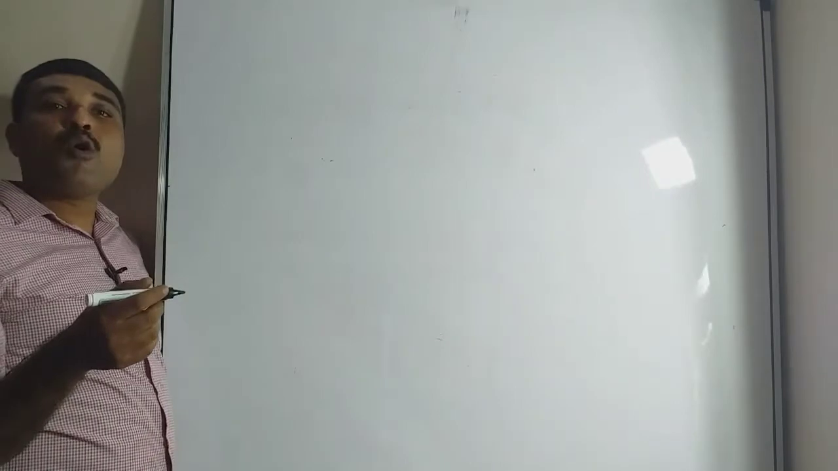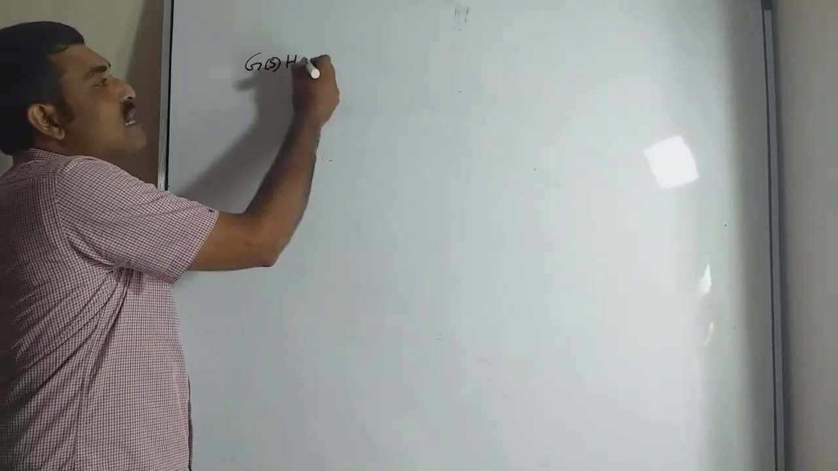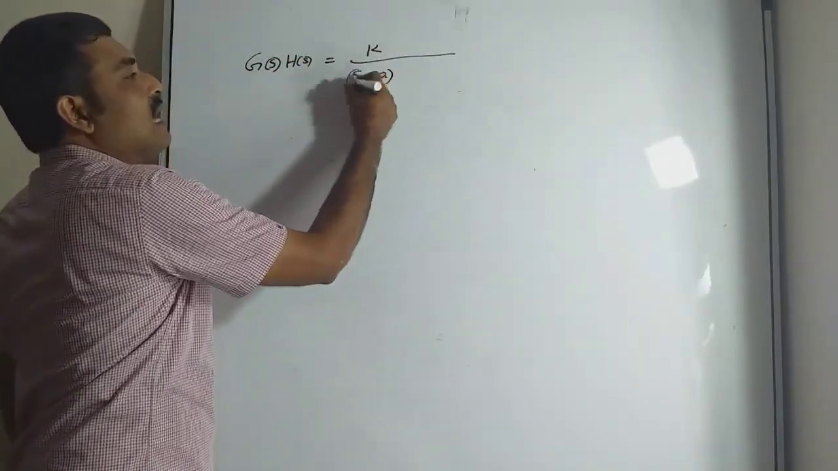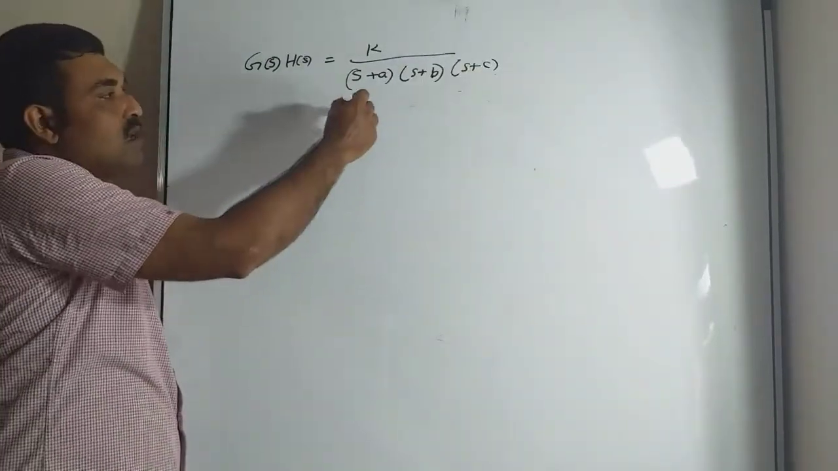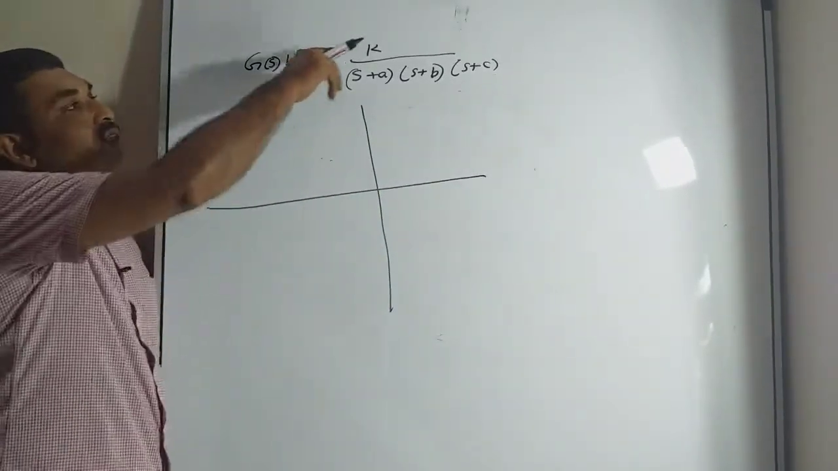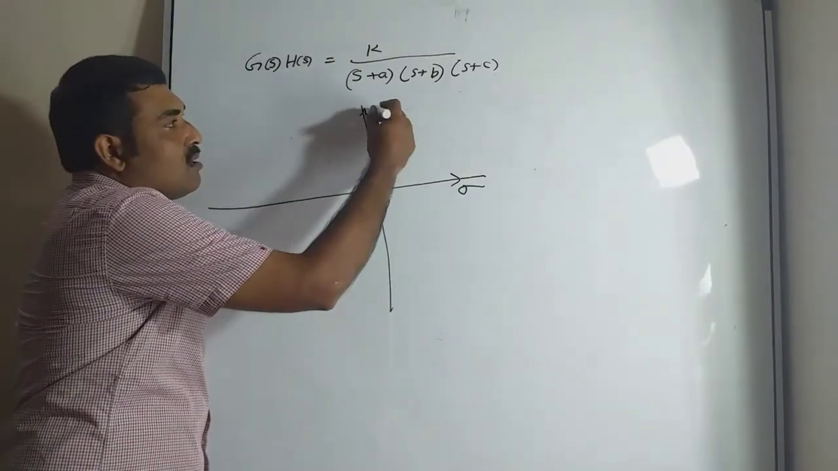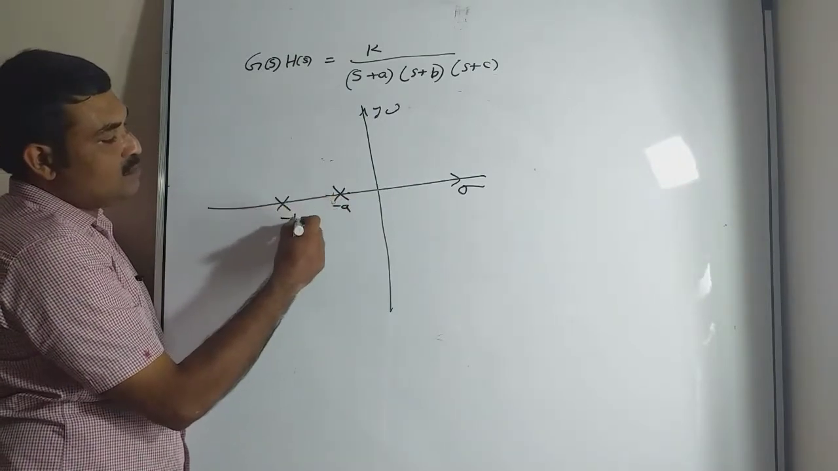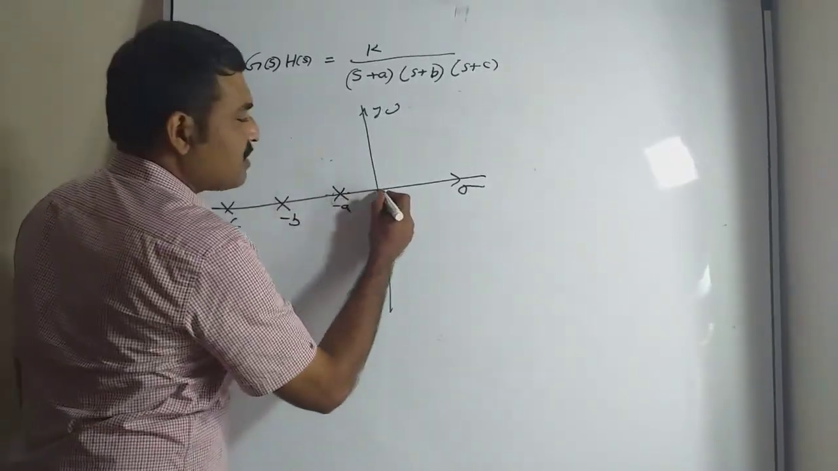Now consider an open loop transfer function having three simple poles. We can write G(s)H(s) equal to K divided by (s plus a)(s plus b)(s plus c). Now I am marking the location of poles. We have no zeros for this open loop transfer function. This is our real axis, sigma, j omega. Let these be the points minus a, minus b, and minus c. This is our origin.